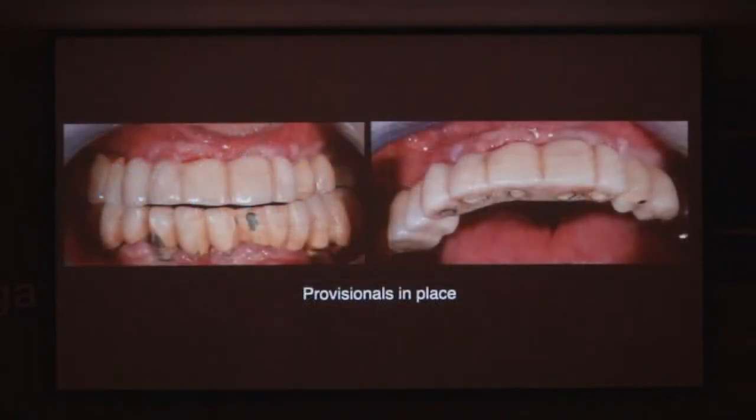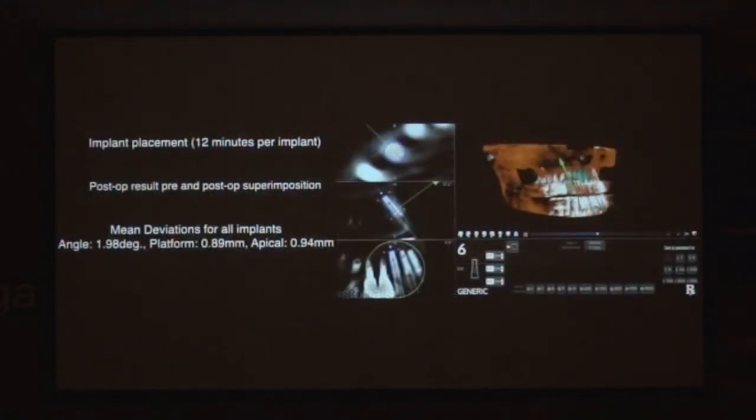And this is his provisional. You can see he's a bruxer, square profile. And he's 90 years old, and he got an immediate provisional. And you don't think that's loaded? That's loaded, even though he takes it out of occlusion. He doesn't really follow instructions.